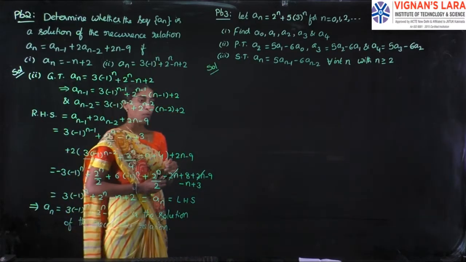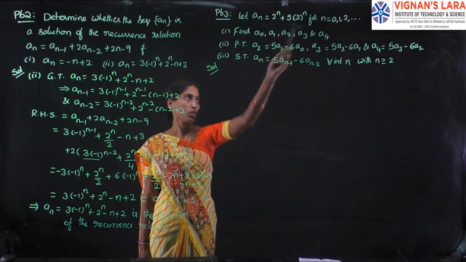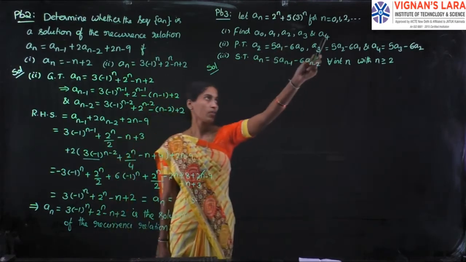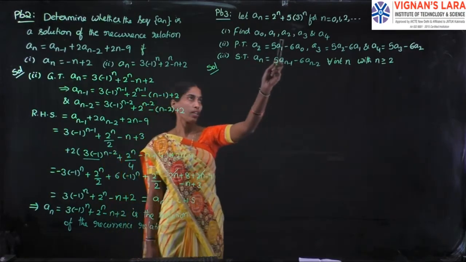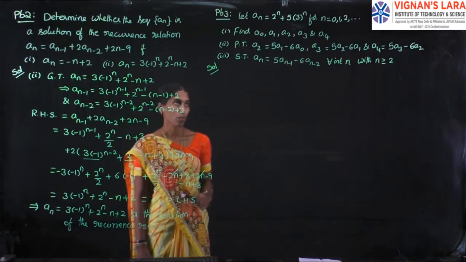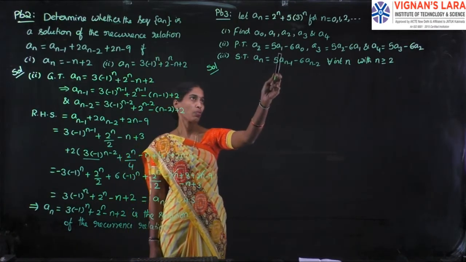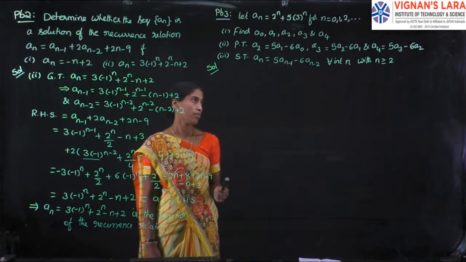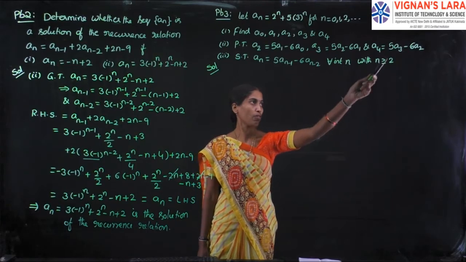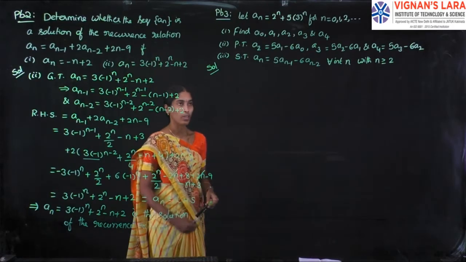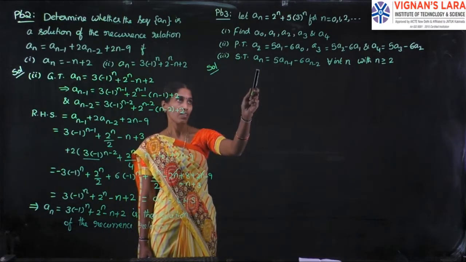Now see the next problem. Let an = 2^n + 5·3^n for n = 0, 1, 2 and so on. Find a0, a1, a2, a3 and a4. That is the first bit. The second bit is prove that a2 = 5a1 - 6a0, a3 = 5a2 - 6a1 and a4 = 5a3 - 6a2. And the third bit is the generalized value of an, right?